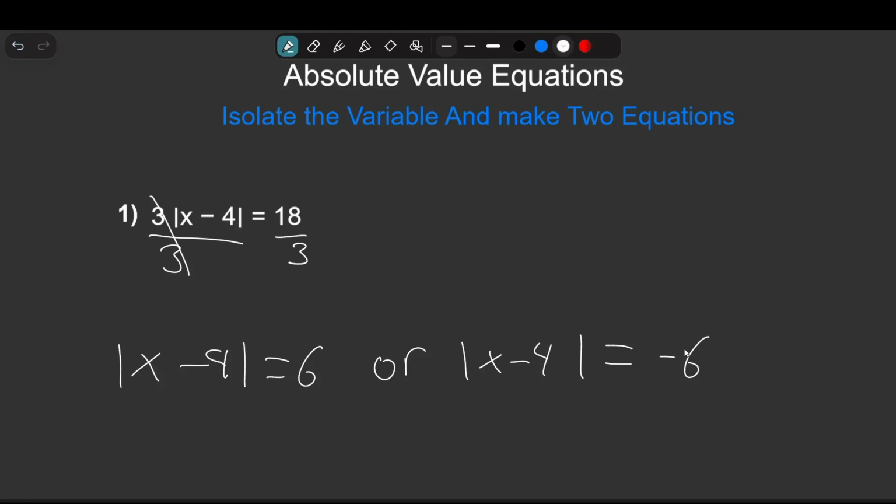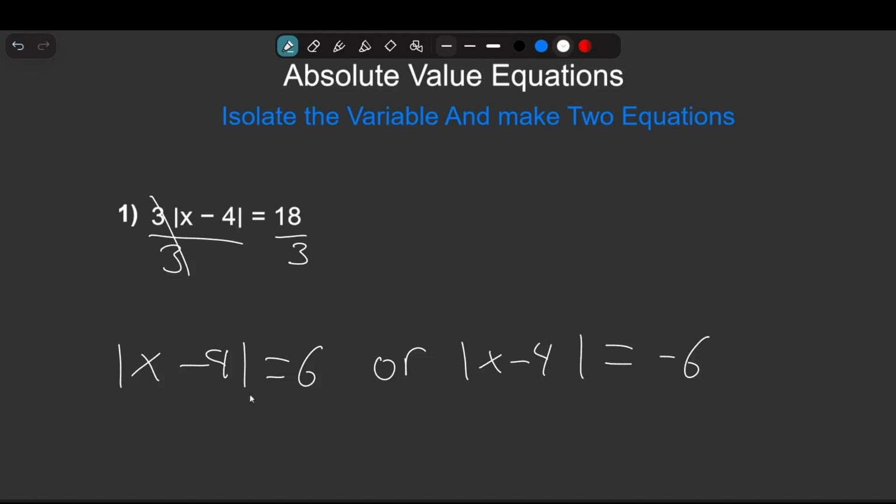As you can see, now we have two equations. We have to solve both of them to get our two final answers. An absolute value equation has two final answers because it is how far away the number is from zero. And this can be a positive number or a negative number.